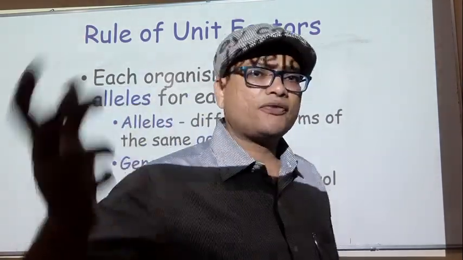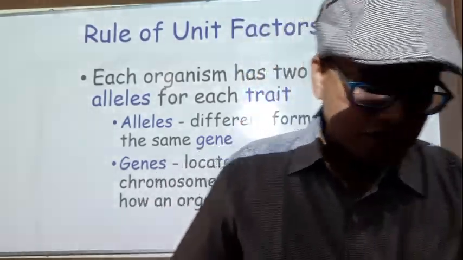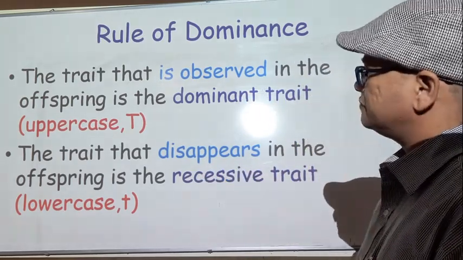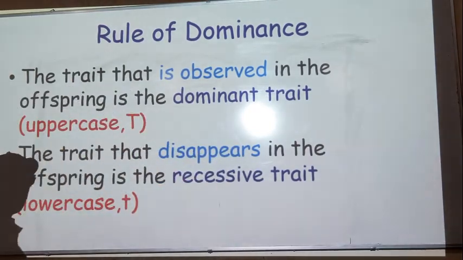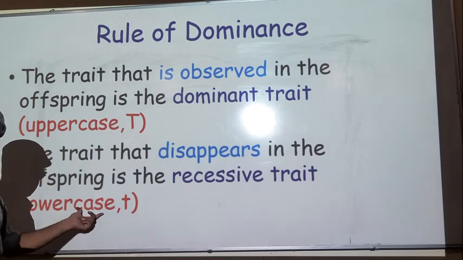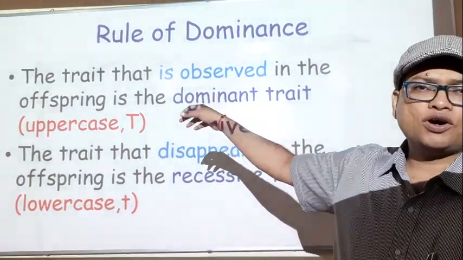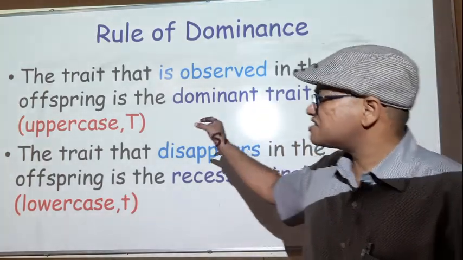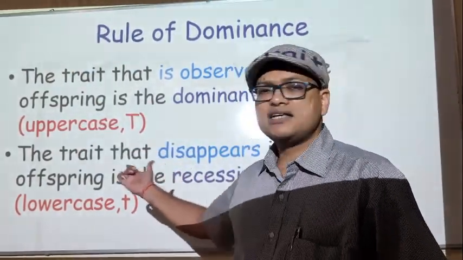Suppose the tallness and the dwarfness are characterized by 2 types of alleles. Now, the trait that is observed in the offspring is the dominant trait, and it is written in uppercase or capital form. The trait that disappears in the offspring is the recessive trait and is written in lowercase or small letters. Here capital T denotes the tallness of the plant, or the height of the stem being long, while the small t is for the dwarf plant.